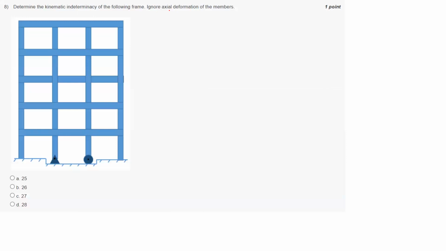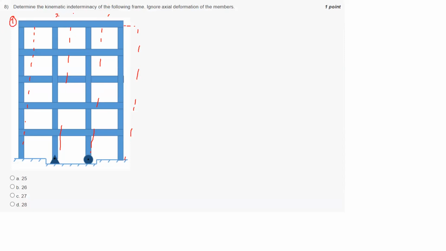to the longitudinal axis. Determine the kinematic indeterminacy for this. Ignore axial deformation. So what will happen in this case? It will go in this fashion. But delta at all points we have the same. So here, and then we are in this fashion over here. So now you can see we have theta at all points.